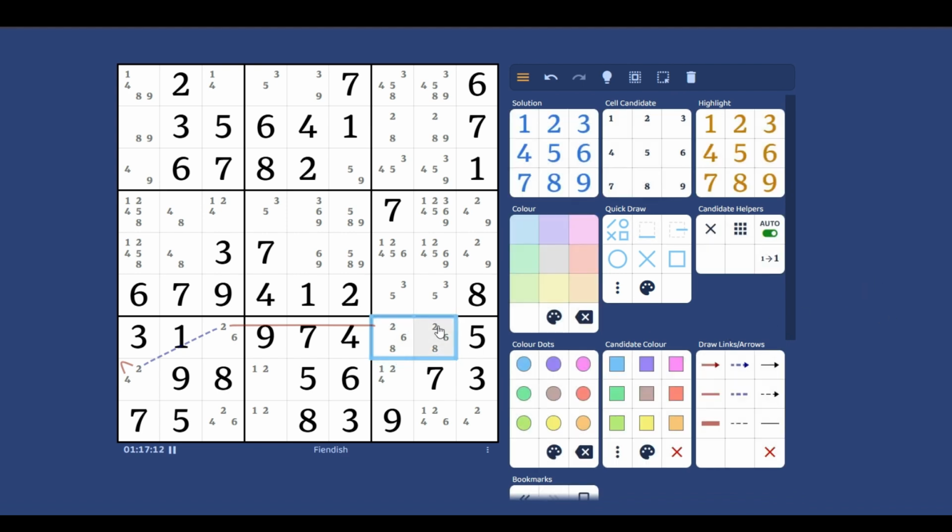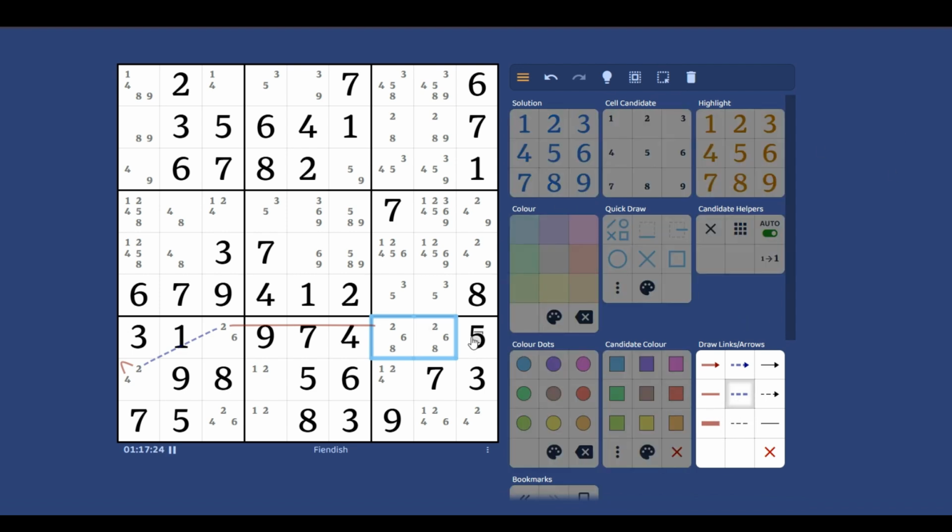So it works the exact same way as a group link would work in a single digit AIC. We could just apply that in terms of multi-digit AICs. And then we could say these 2s as a group are weakly linked to this 2. And then finally, we have a strong link in this bi-value cell between the 2 and the 4.